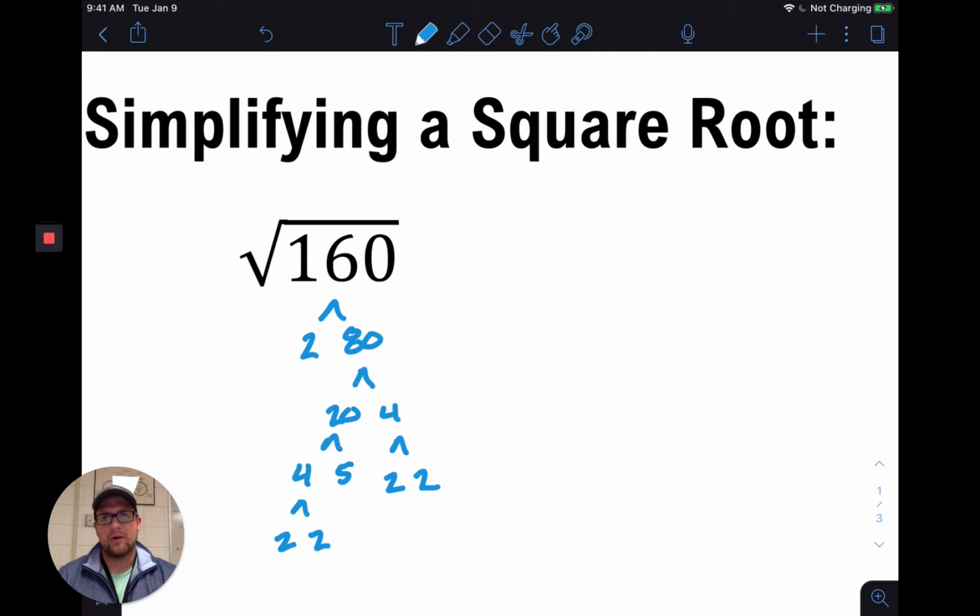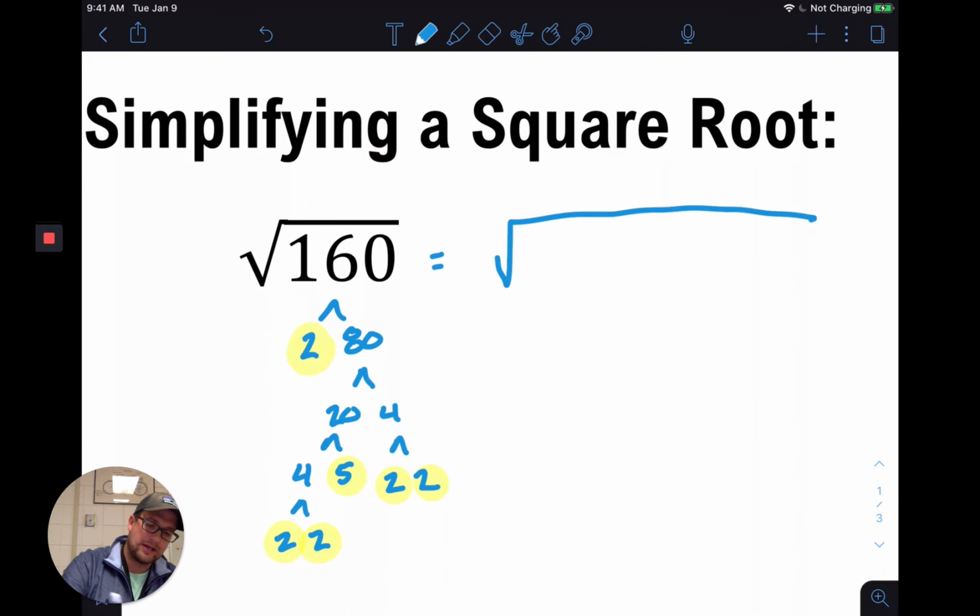You could have broken down 160 a lot of different ways, but at the end of the day, if you did a prime factorization tree and you broke down each branch, you should see that all of your ending branches, right? This is where our branches end. They just stop. They don't go any further after those points. Would be a 2, a 2, a 2, a 2, a 2, and a 5. What that means for us is that we can actually come over here and rewrite this square root as 2, 2, 2, 2, 2, 5.